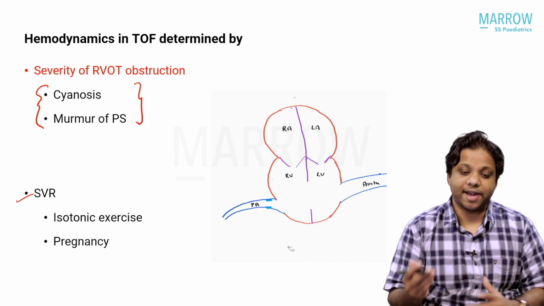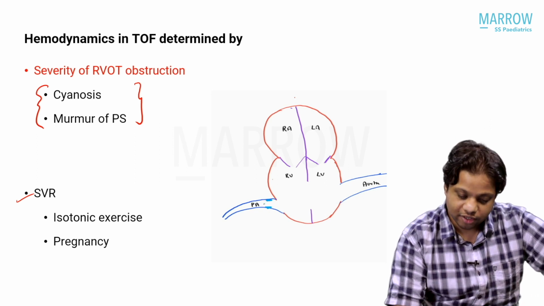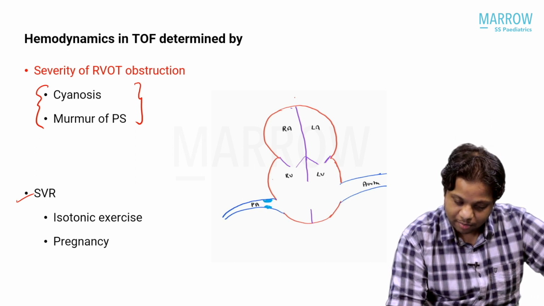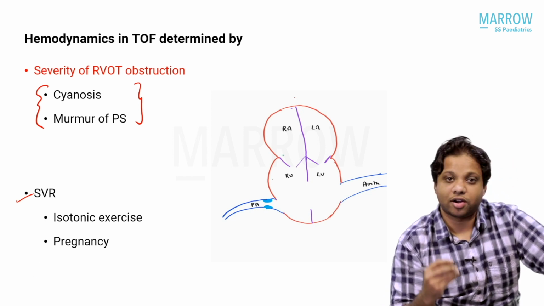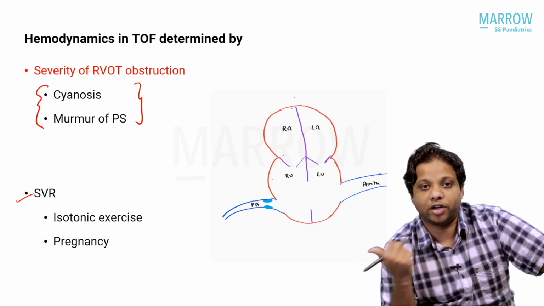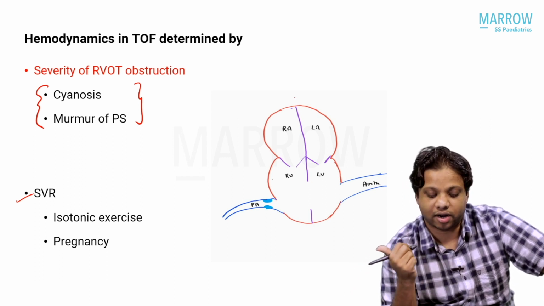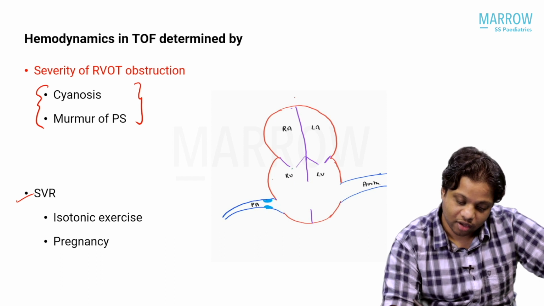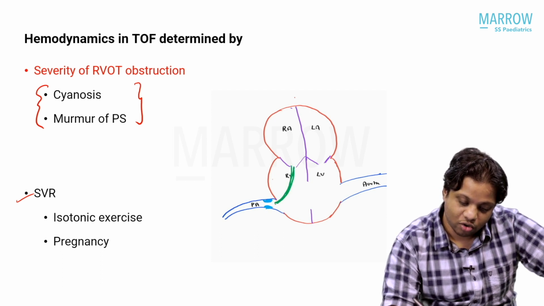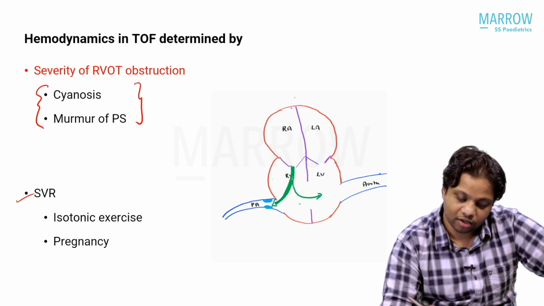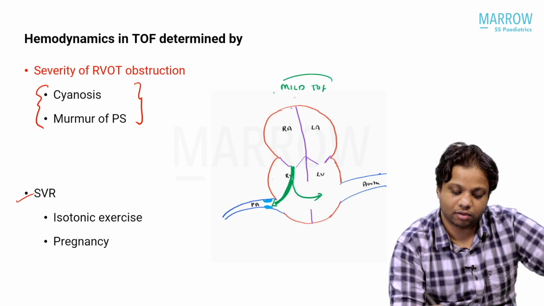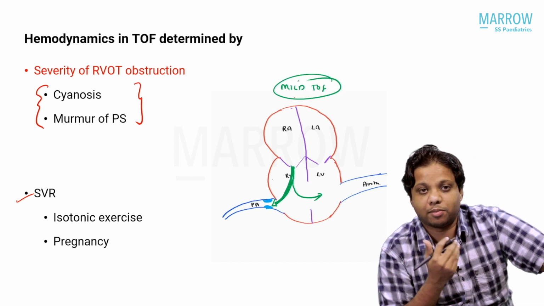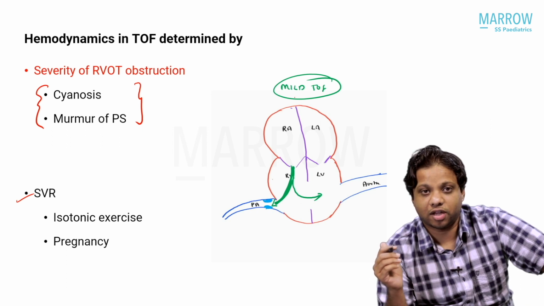When we are talking about mild TOFs, routine mild TOFs, there's going to be some sort of an obstruction at the level of the pulmonary artery. So when blood enters into the RV, it has two outlets. It can go into the pulmonary artery or it can go into the left ventricle through the ventricular septal defect. So here, most of the blood will go into the pulmonary artery and some blood goes into the LV. This is a mild TOF.